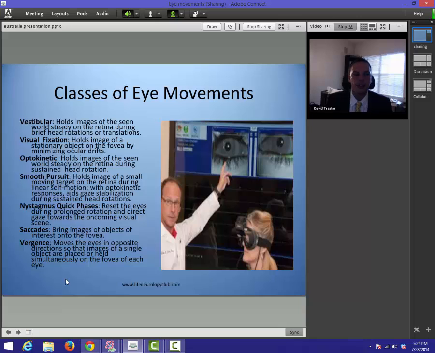Here are different types of eye movements that we'll be discussing. You have vestibular eye movements, you have visual fixation, you have optokinetic eye movements, you have smooth pursuits, you have a nystagmus quick phase, which is part of the optokinetic system, you have saccades, and you have vergence.